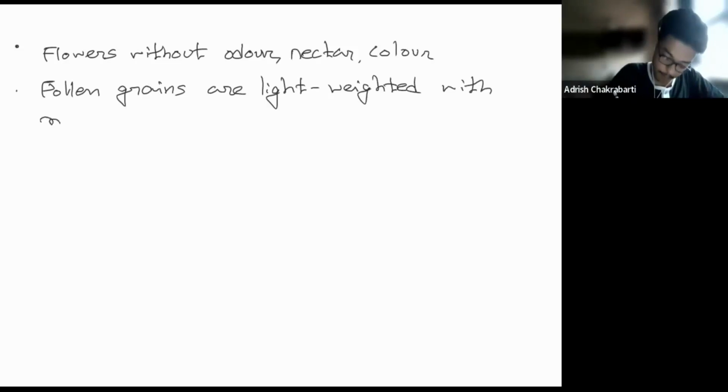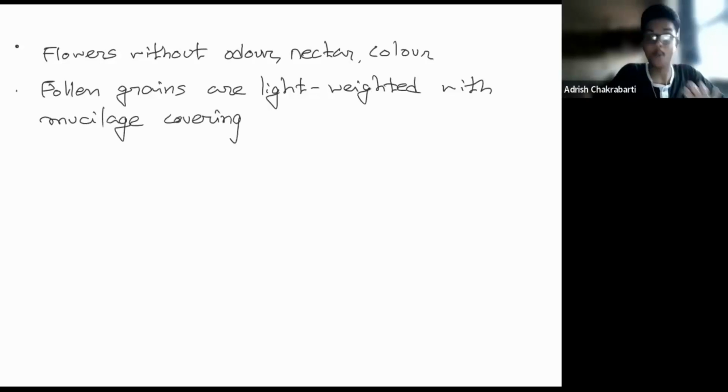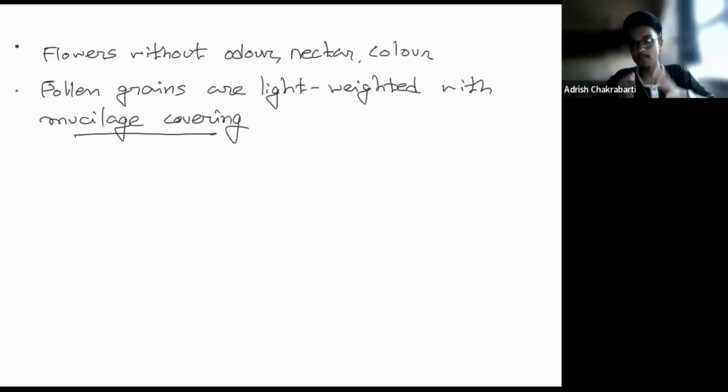Now this is a highlight point in this case, with mucilage covering. So what does mucilage covering signify? Why is it there? Mucilage covering is there to protect the pollen grain from the surrounding sea water or water. What did we see? Water pollination is extremely rare and is observed in aquatic plants only. So obviously the plants are surrounded by water throughout. So the mucilage covering is there to protect the pollen grains from the surrounding water so that they are not destroyed.